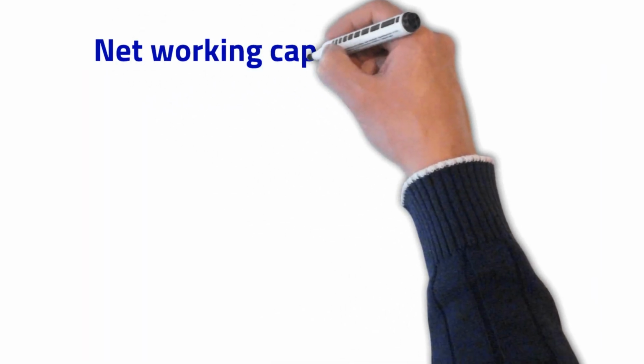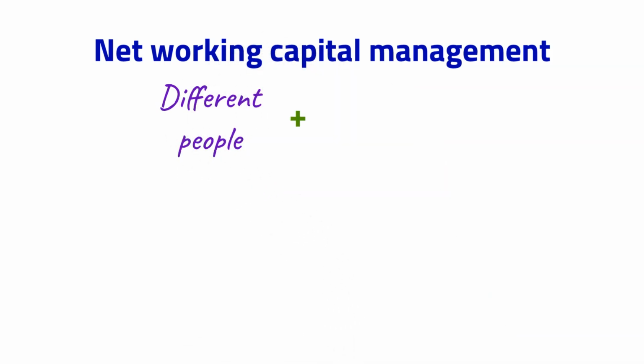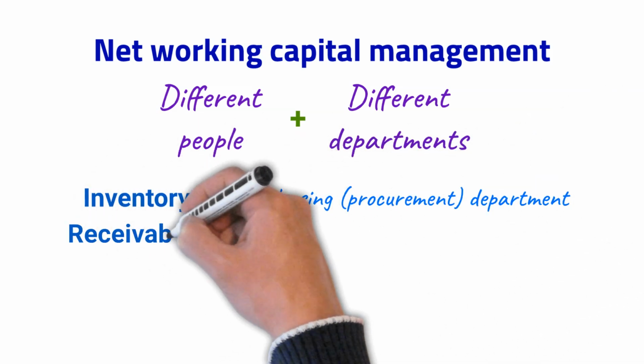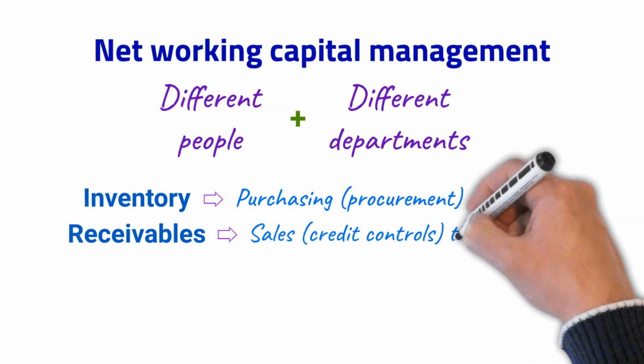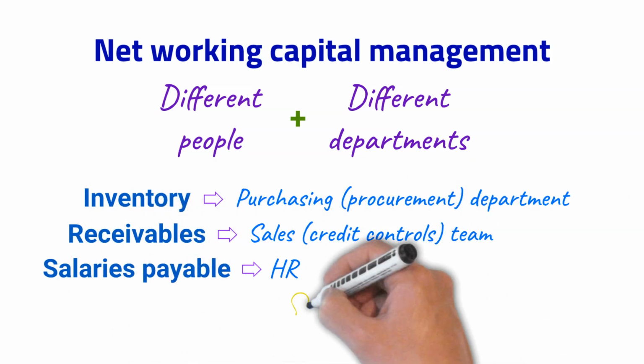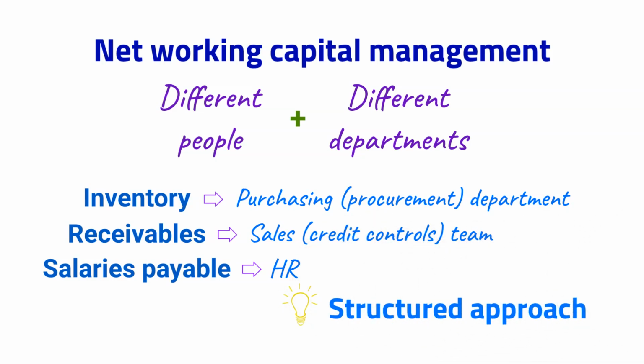Each component of net working capital has to be managed separately, often by different people in different departments. For example, inventory could be tracked by purchasing department, receivables by sales team, and payroll payables by HR department. Therefore, monitoring and controlling net working capital as a whole can be challenging and requires a structured approach.